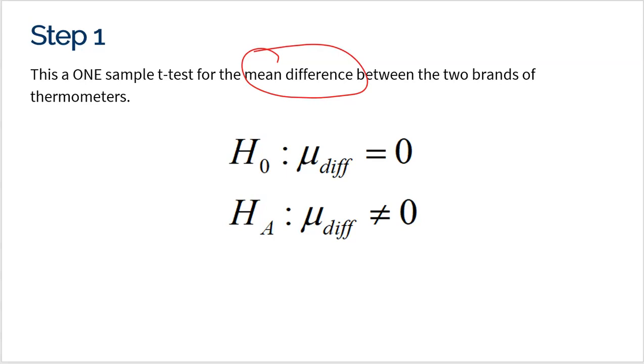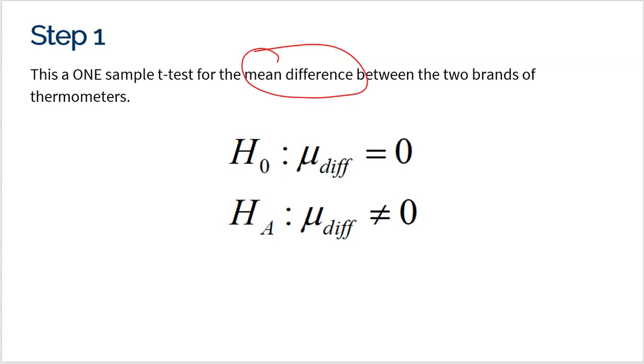So notice what I did here is I actually added a little DIFF for difference. So I'm just emphasizing this is the mean difference. So the null is that the true mean difference between temperatures taken with A and temperatures taken with B is 0. There is no difference between these 2 thermometers.